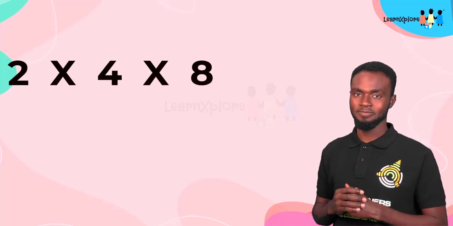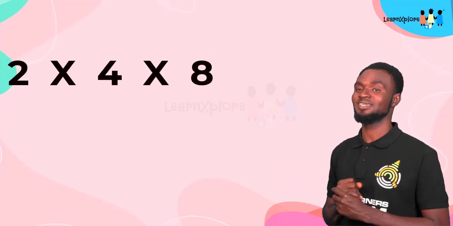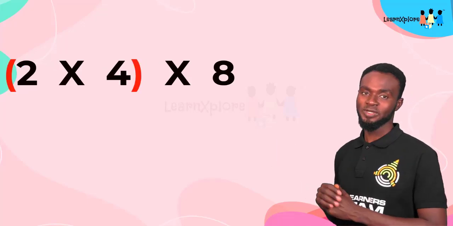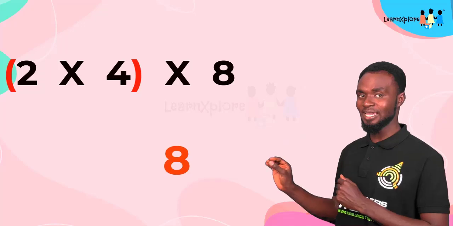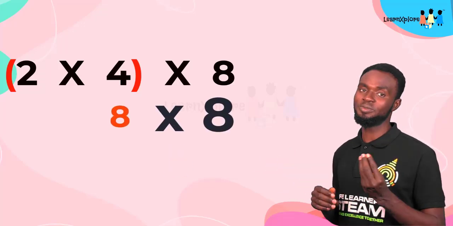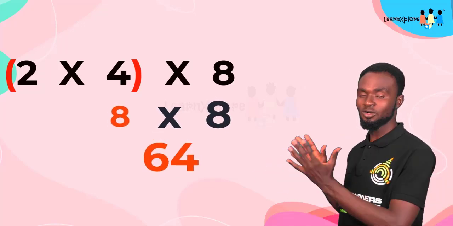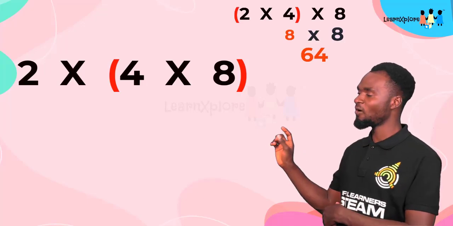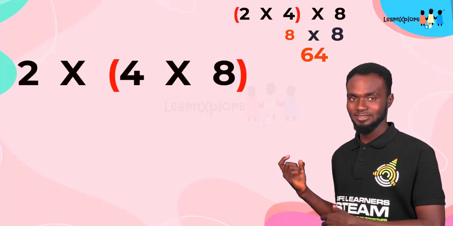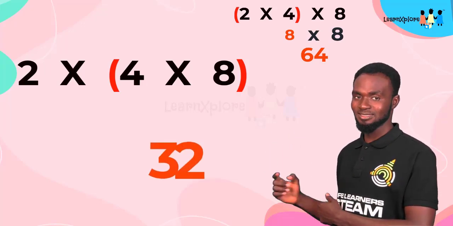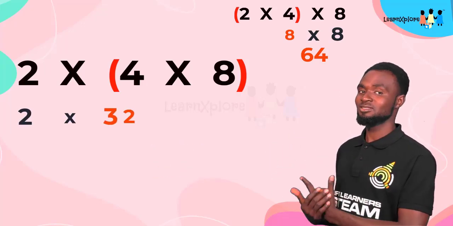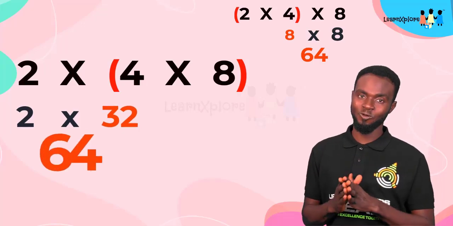And finally, we have 2 times 4 times 8. Let's group the first 2 numbers together. 2 times 4 in bracket. So we'll multiply 2 times 4, it gives us 8. And then 8 multiplied by the last 8 will be 64. What about grouping the last 2, which is 4 and 8, in bracket? Then you multiply 2 in front. So 4 times 8 is 32. 2 times 32 will give us 64.